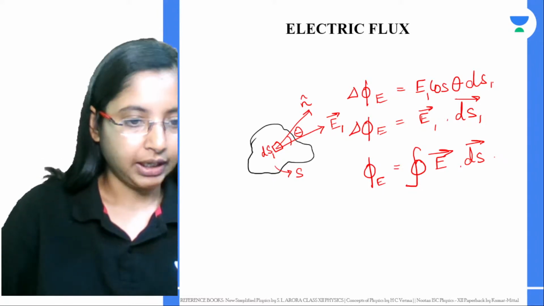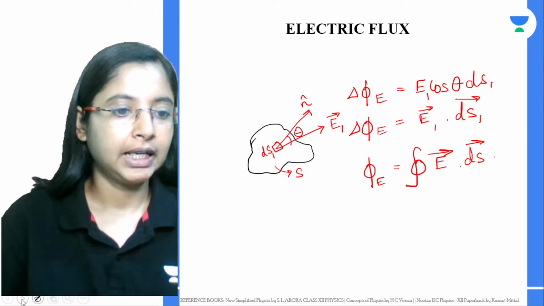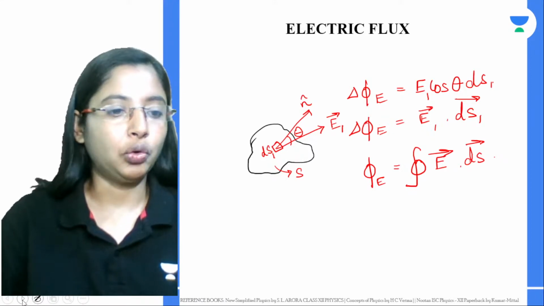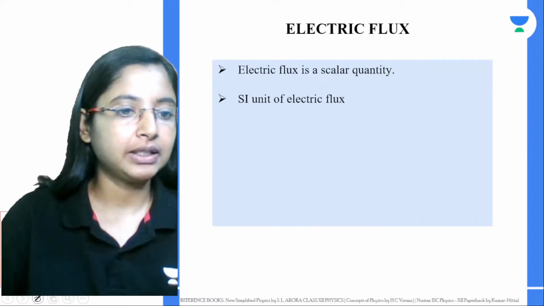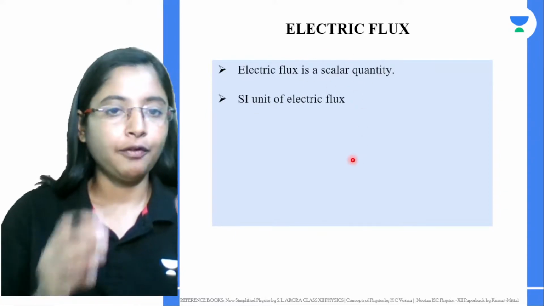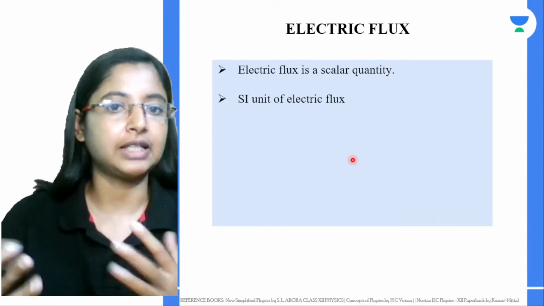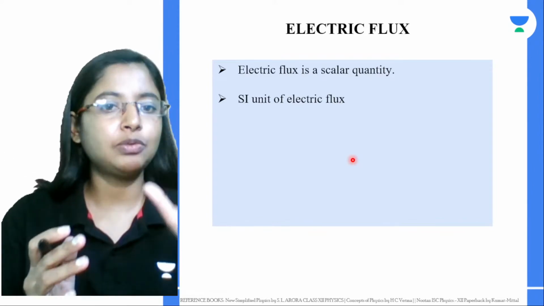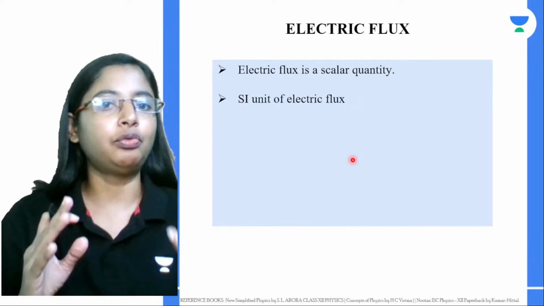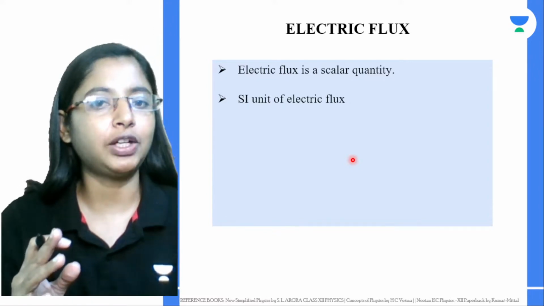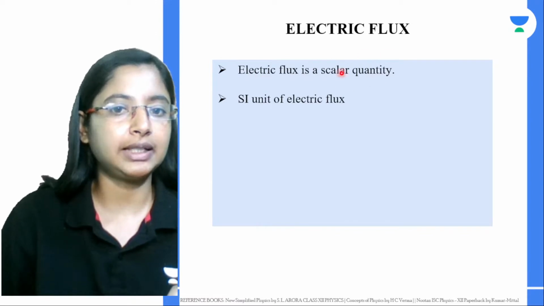Now this basically gives you the idea of the electric flux. Though it is a product of two vector quantities, electric flux is actually a scalar quantity. Why? For a given region, we are not worried about the direction of the electric field lines. We are just worried, for a given small region, how many electric field lines are passing through that given area. So when we talk about electric flux, we are talking about a magnitude. Though it is a product of two vector quantities, electric flux is a scalar quantity.